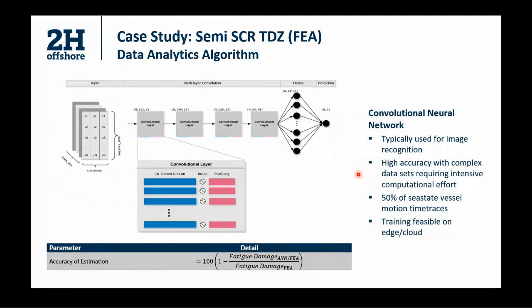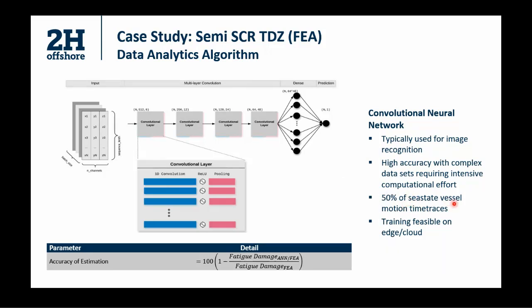The machine learning model that we will be using is the convolutional neural network, and this model is typically used for image recognition. It has a standard flow diagram with a set of convolutional layers which basically enhance the accuracy of the response that you get from the model. It requires intensive computational effort and is typically used for complex data sets. This resulting high accuracy ensures that you have a well-developed machine learning model.